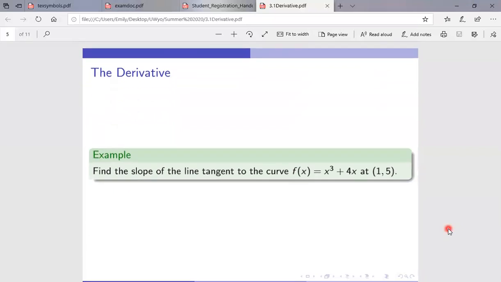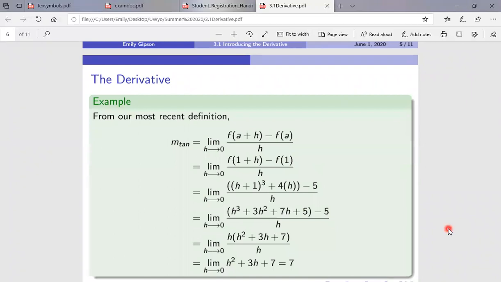So here's my example. Find the slope of the line tangent to the curve f of x equals x cubed plus 4x at the point 1, 5. I am going to ask you to pause, maybe take a breather, get some water, and work through this and see as far as you can get. If you can't get too far, then go ahead and proceed. All right, back from our break.